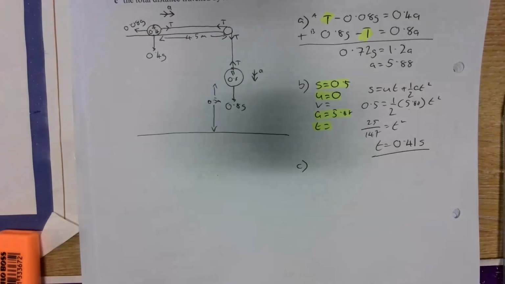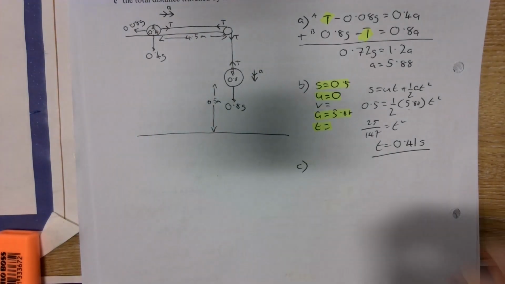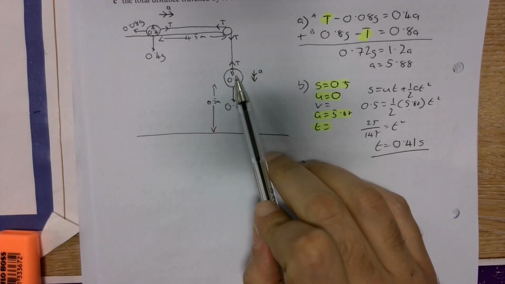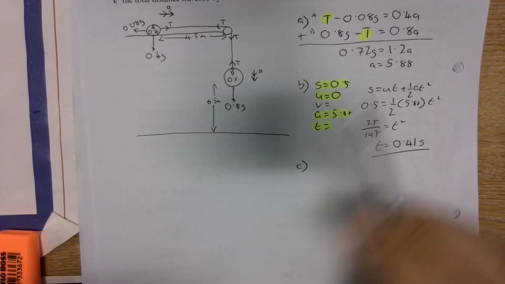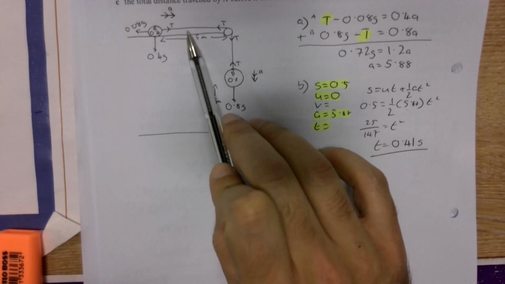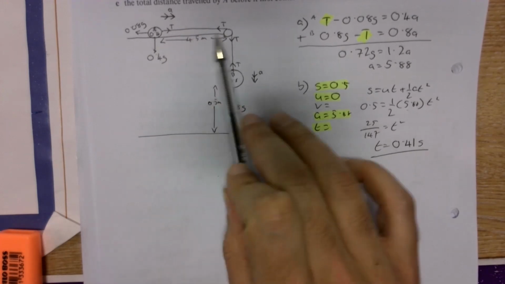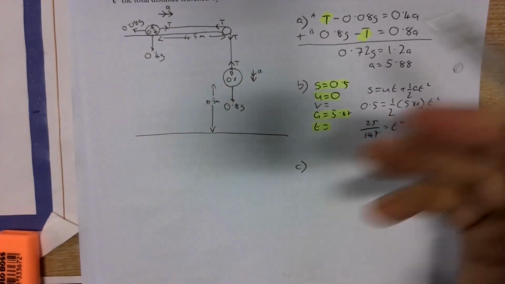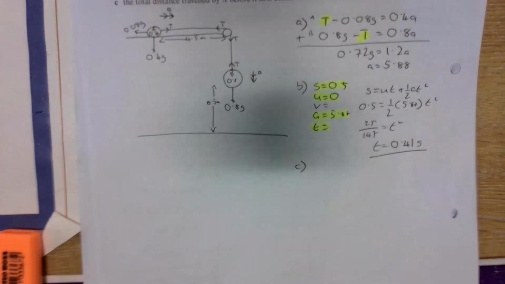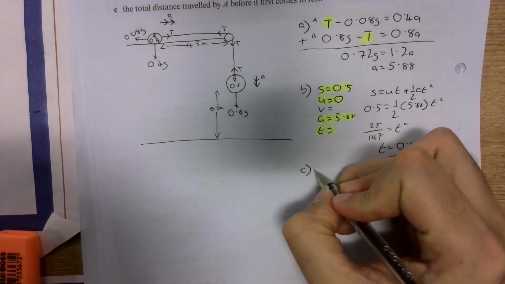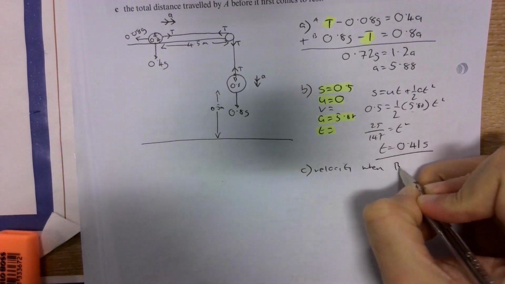Okay, so we need to look at two things. We need to figure out what the speed is when this thing hits the floor, so we need to figure out V there. Then we can use that V to figure out the deceleration, and then we can use suvat again to figure out how far it will travel under that deceleration. So let's figure out the velocity when B hits the floor.